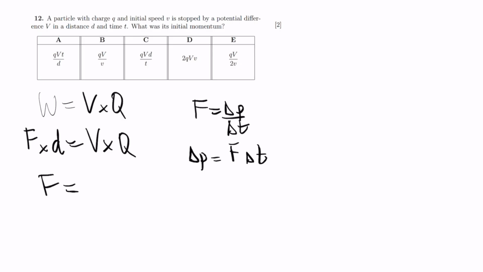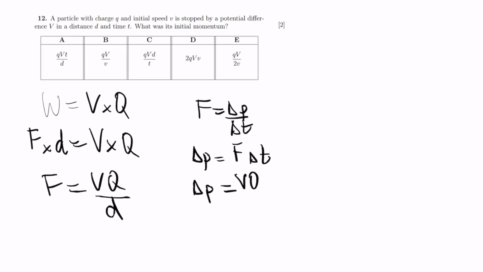Our force is equal to VQ over D. So this means that our change of momentum will be equal to F delta T, which is the force, VQ divided by D, multiplied by delta T. Looking at the answers, this corresponds to answer A. We've only taken the delta T, which is equivalent to a time period T.